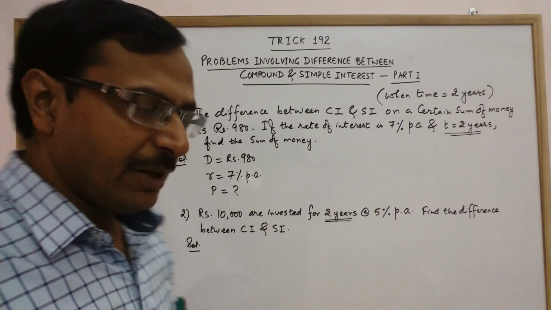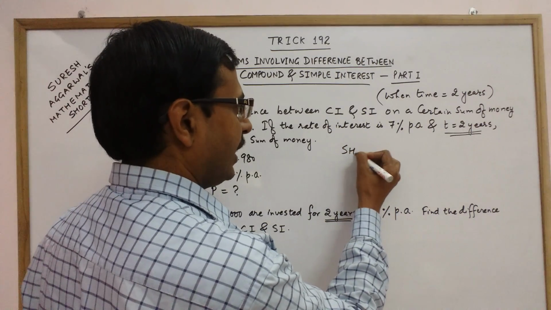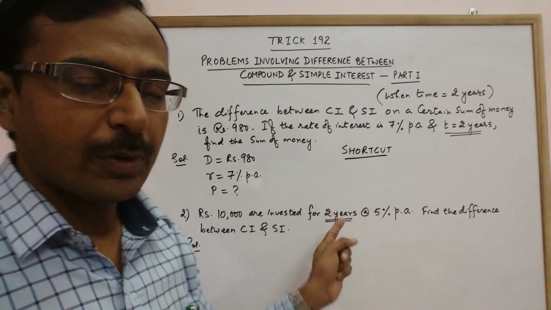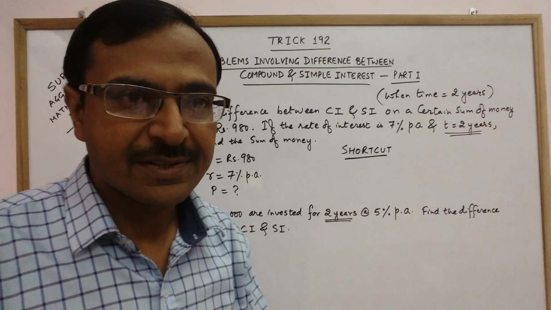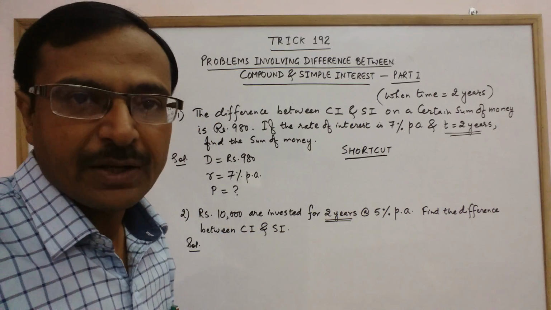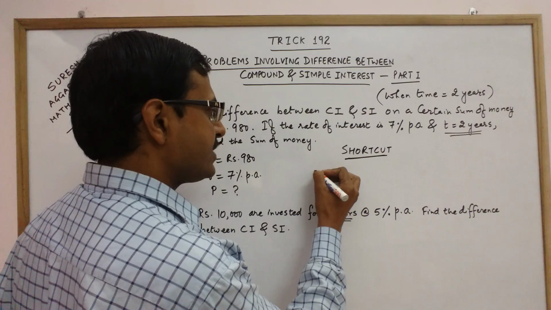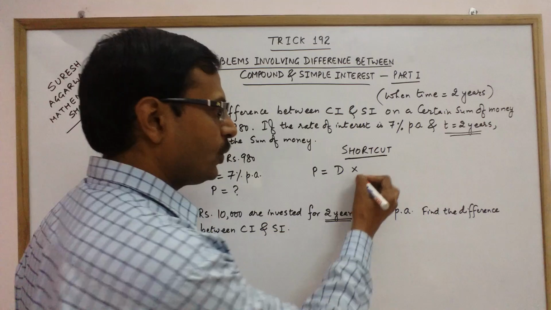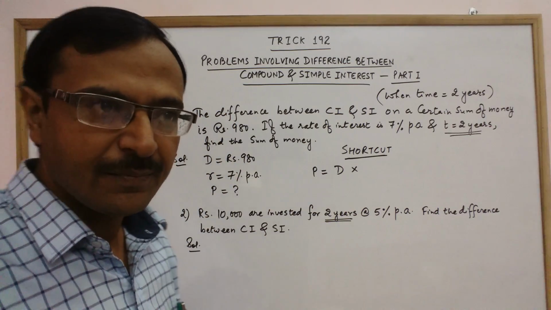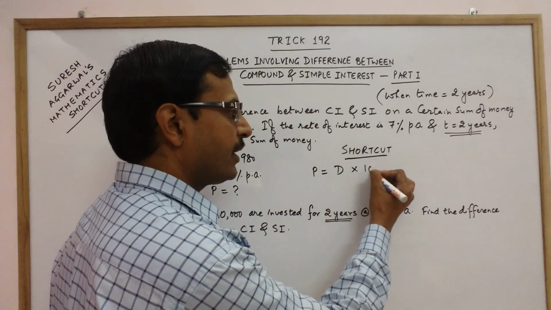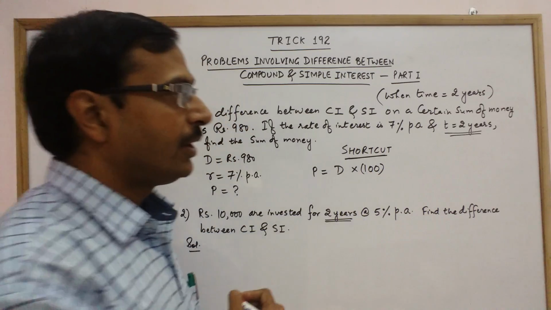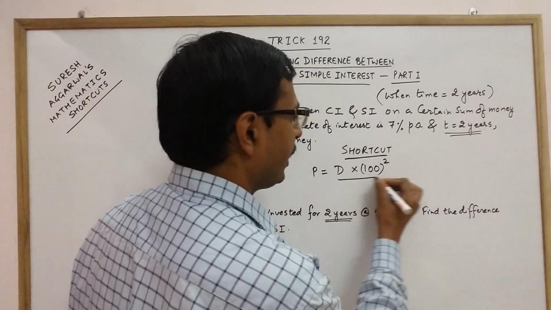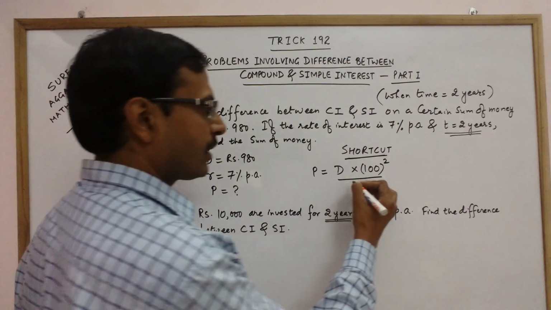Now for finding P, here is an amazing shortcut. This shortcut will enable you to solve this problem in just 3 to 4 seconds. The formula which we are going to apply to solve this problem is P is equal to, now P is the principal amount, D into, now D is the difference between the CI and SI, 100 to the power of number of years. So here we have 2 years, so this will be 100 square divided by the rate of interest R, so R square.